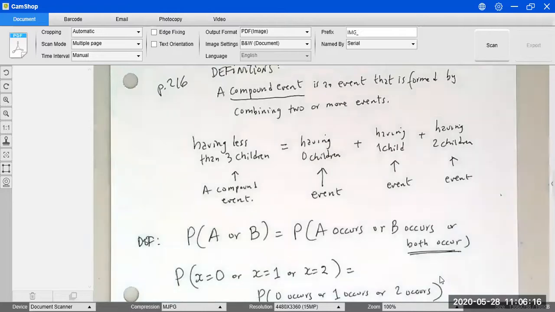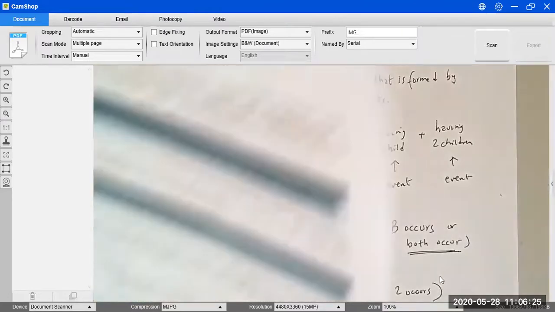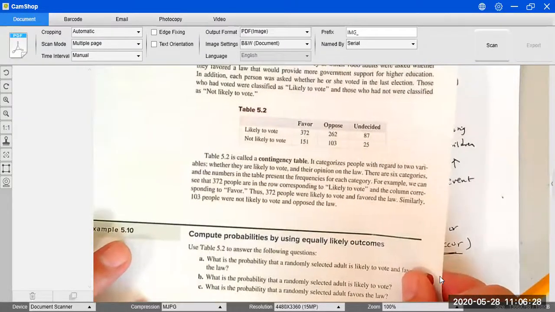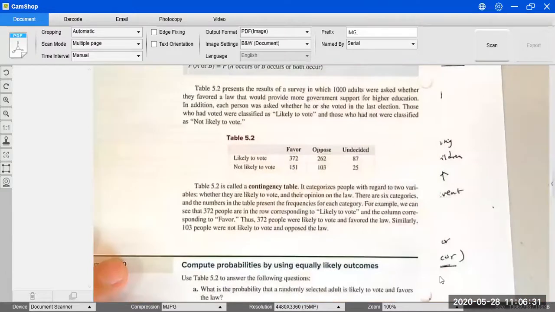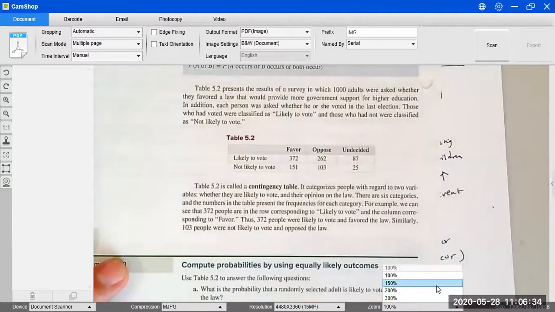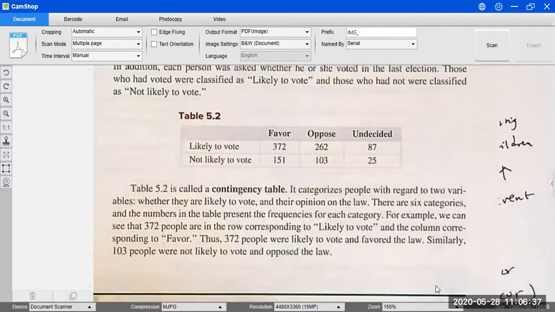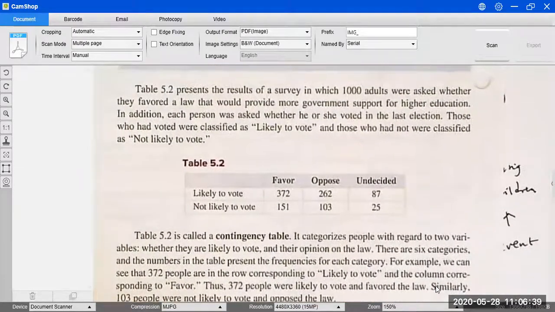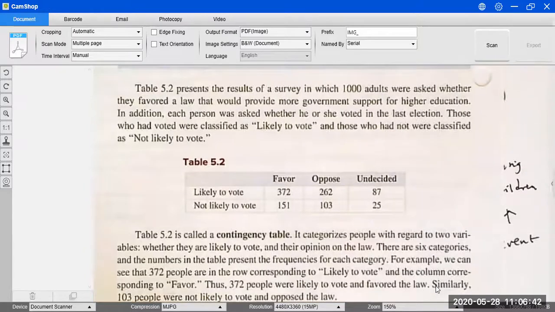So now there is going to be a different kind of frequency distribution. So I'm going to show you now on page 216 a table. So we have table 5.2 here. So now this is a different kind of frequency distribution because in this table, so you can see the description, this table presents the results of a survey in which 1,000 adults were asked whether they favor a law that would provide more government support for higher education. And in addition, each person was asked whether he or she voted in the last election.